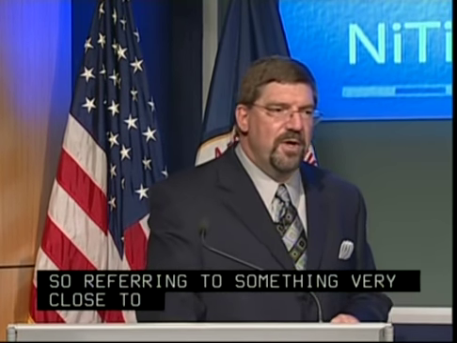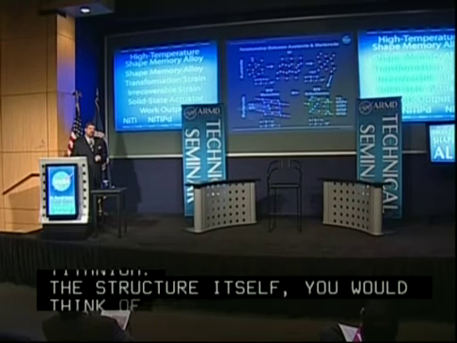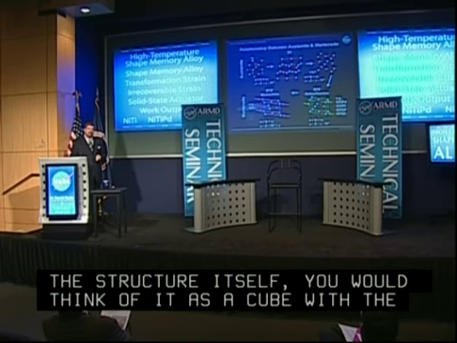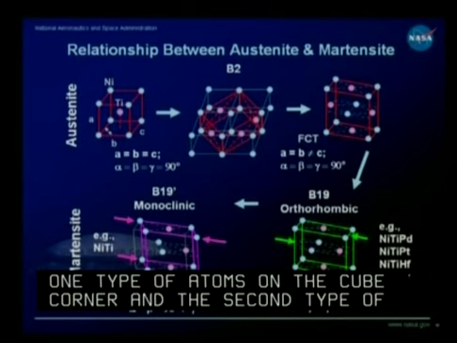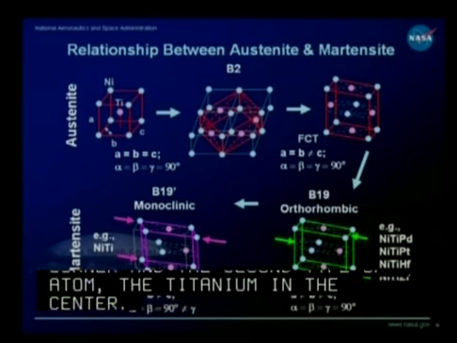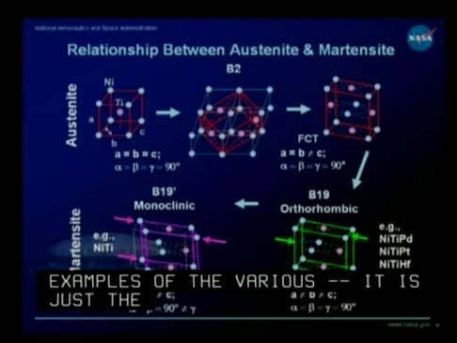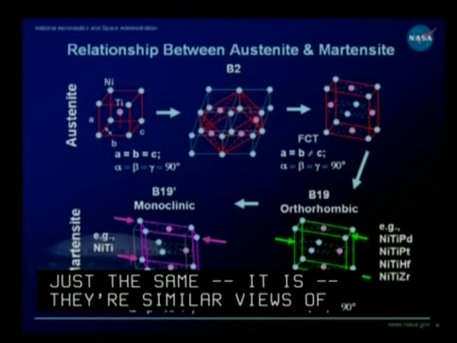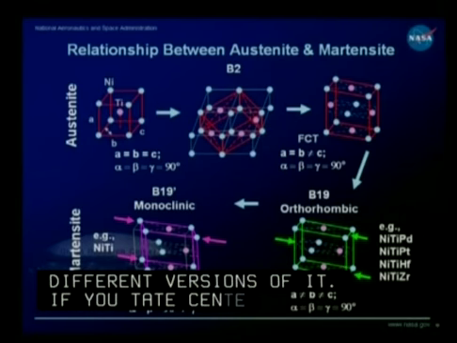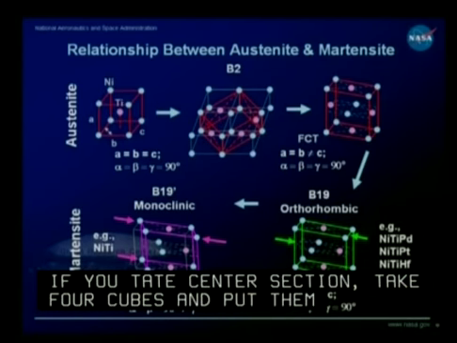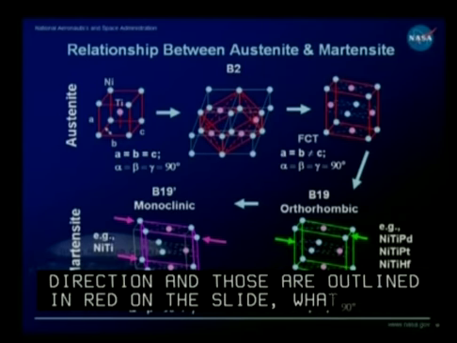The structure itself, you would think of it as a cube with the one type of atoms on the cube corners and the second type of atom, for example, titanium in the center. Now, the top row of figures are similar views of the same thing. It's all the B2 structure, but different versions of it. If you take the center section, you take 4 cubes and put them together and take cuts along the 110 direction, and those are outlined in red on the slide. What you'll end up with, and you pull that out, you'll end up with a face-centered tetragonal cell.